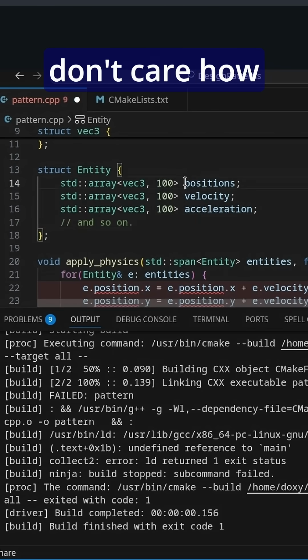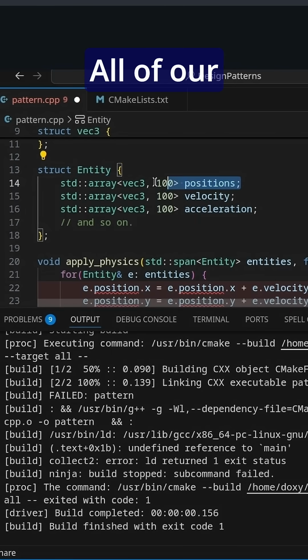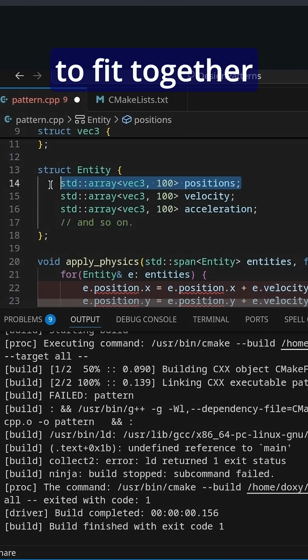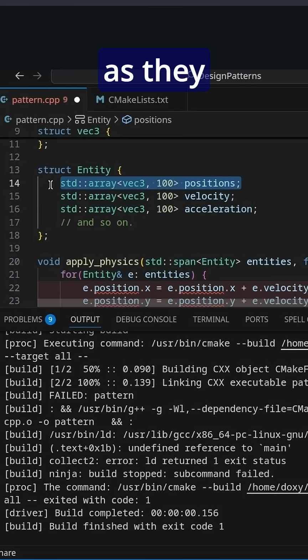Well, now we don't care how big our entity is. All of our positions are going to be right next to each other. So they're going to fit together as closely in the cache as they possibly can.